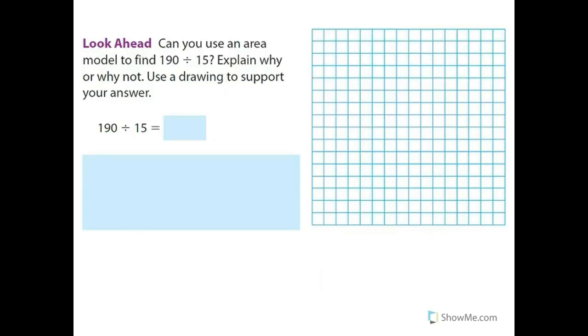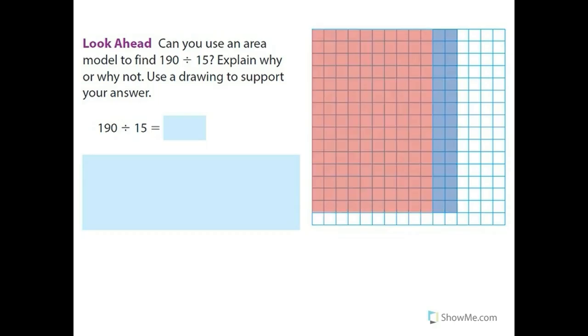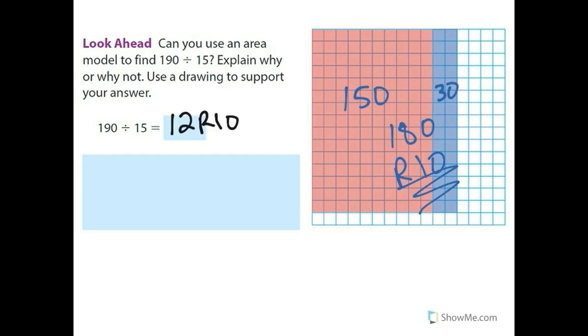All right, so our look ahead tells you about the limitations of an area model. Can you use an area model to find 190 divided by 15? Explain why or why not. Use a drawing to support your answer. Well, here's what that's going to look like. If we have 150 here, we're going to have 30 here. That's 180, right? Well, we got a remainder. We have a remainder of 10. Well, you can't have a remainder of 10 in an area, right? It wouldn't show it. So first of all, let's put our answer, 12 remainder 10.